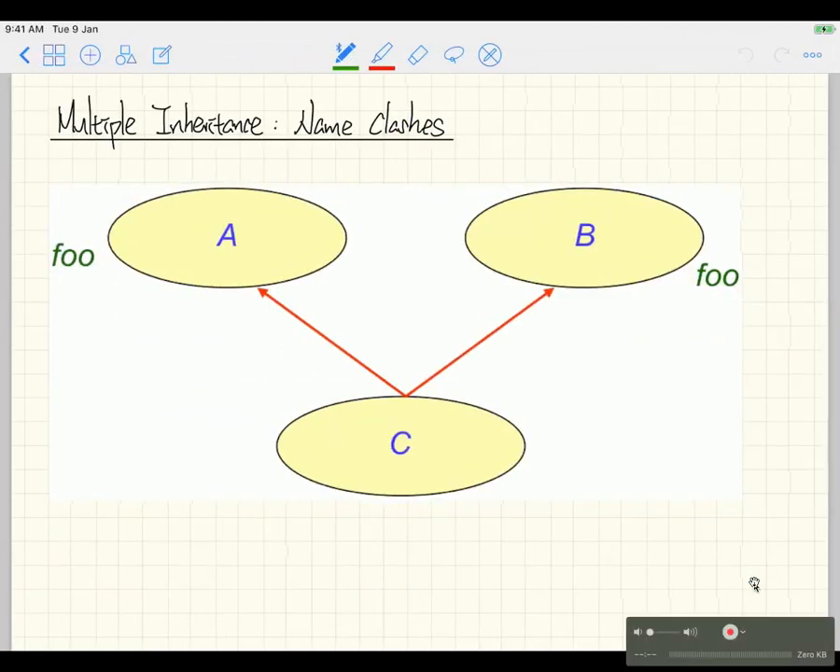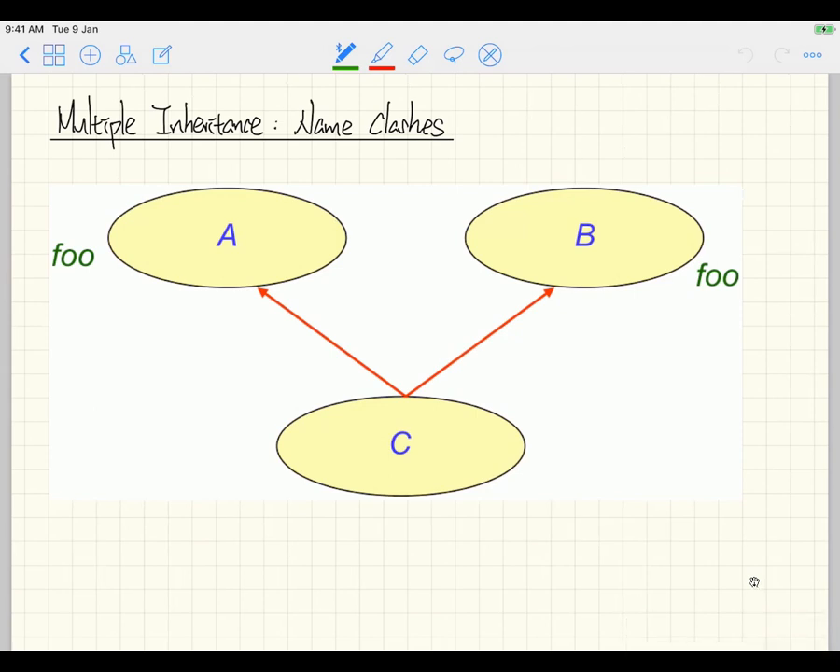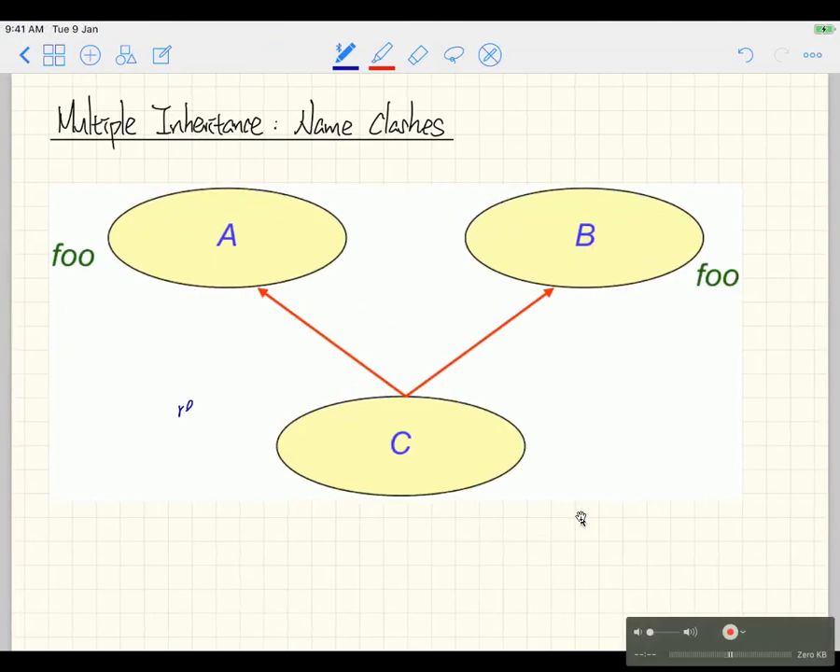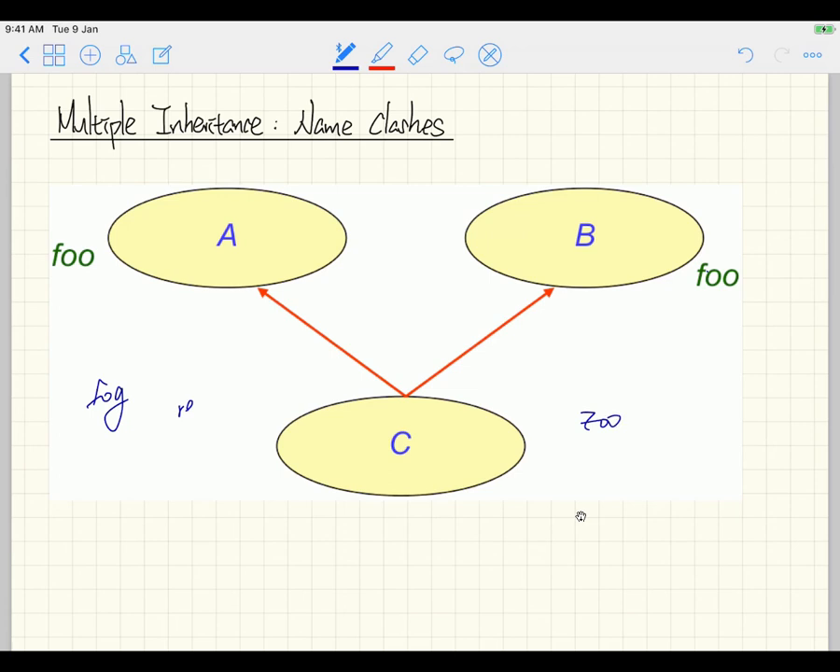Let's say this. In this case, I simply rename foo to fork, and also foo to zoo, right? This is what we did previously. This will also work. I can choose to rename only one of them as far as resolving the name clashes is concerned.